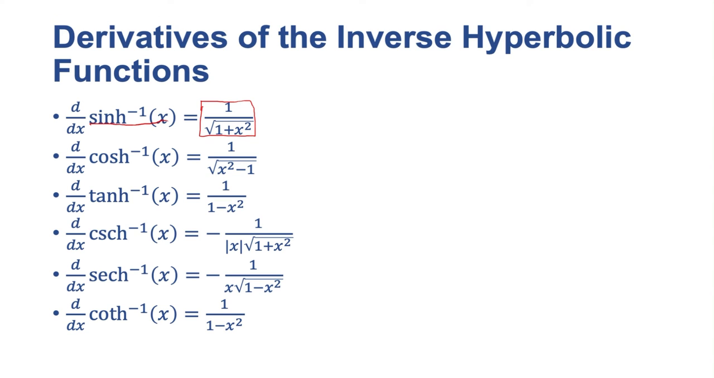All right, so as you can see, these hyperbolic inverse functions spit out some pretty common-looking rationals once we differentiate them. So that's pretty interesting.